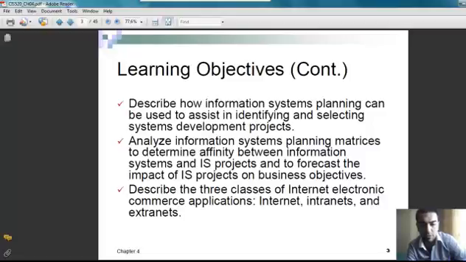Describe the three classes of Internet electronic commerce applications: Internet, intranets, and extranets.